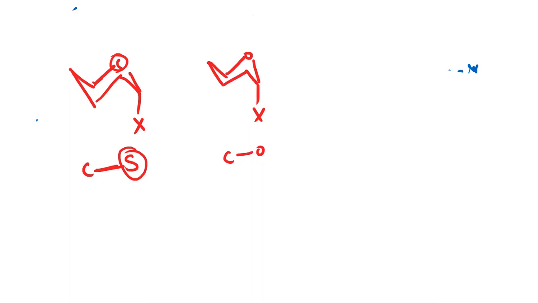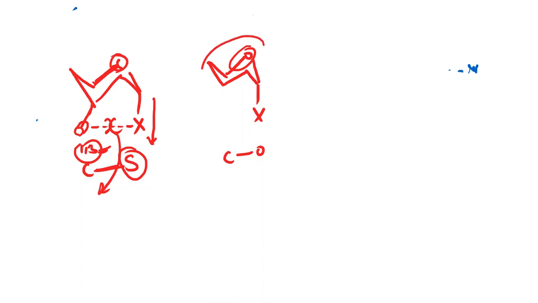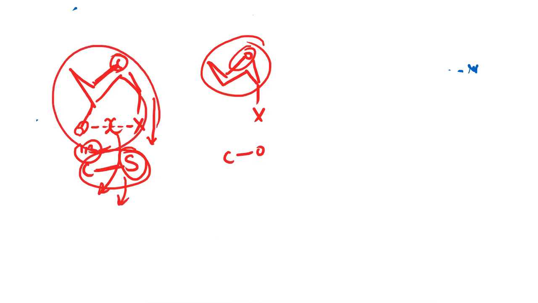Whenever the bond length is high, then we can see the distance between diaxial interactions when we compare with this. Whenever the distance increases for 1,3 diaxial interactions, then the steric repulsions decrease and energy decreases. When we compare with this, the bond length of carbon and sulfur is higher. That's why the first one is having the highest energy when we compare with the second one.